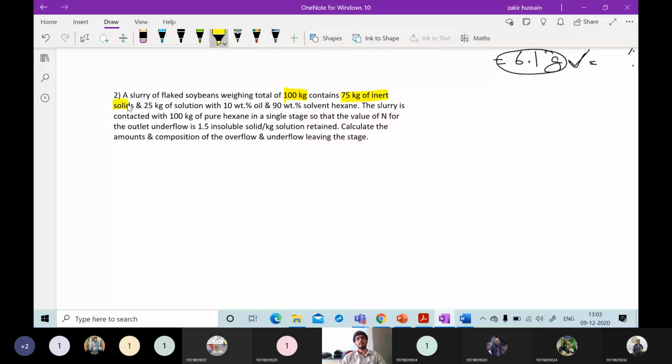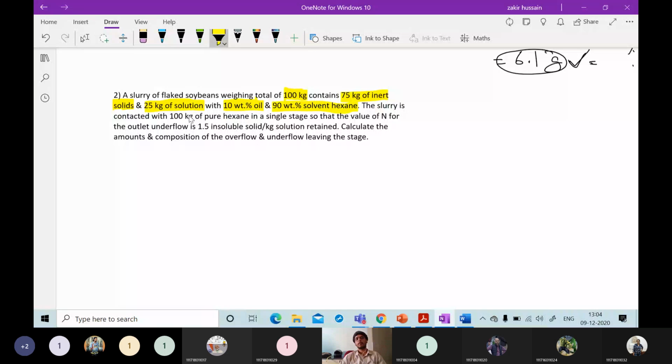Inert solids, according to our notation scheme, is B. Then 25 kg of solution. According to our notation scheme, solution means A plus C. So A plus C is 25 kg and this B is 75 kg in the feed. Then, among this 25 kg, with 10 weight percentage oil and 90 weight percentage solvent hexane.